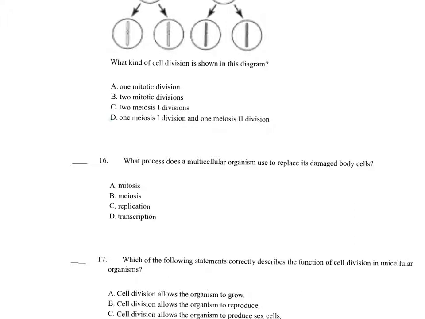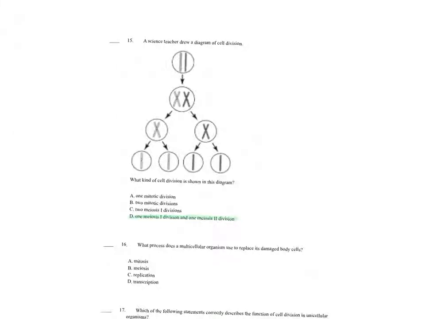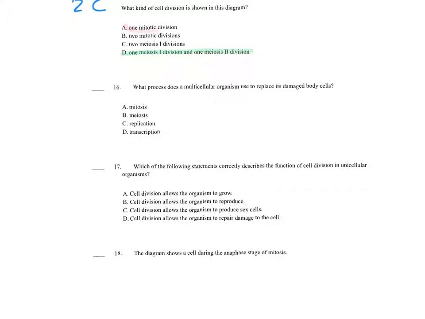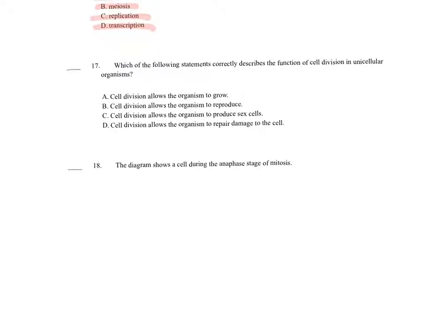It is D. Meiosis 1 and meiosis 2. Meiosis 1 is here. Meiosis 1 is here. And meiosis 2 is here. And obviously the rest of these are wrong. What process does a multicellular organism use to replace a... Yeah. It's A. It's an easy one. Everybody should know it. If you're confused about that, come and see me during advisory after school.